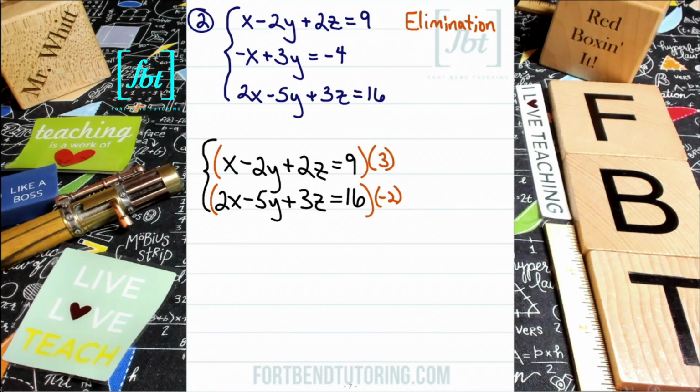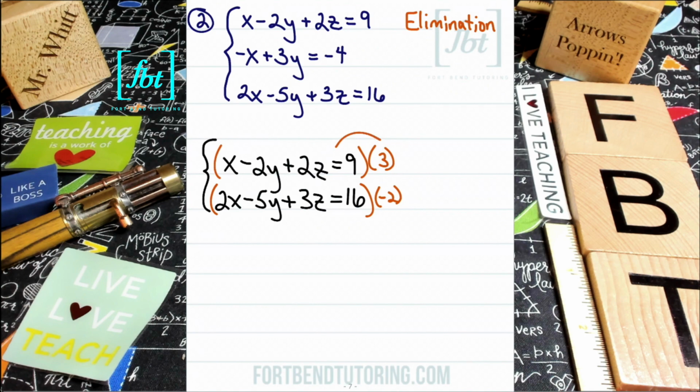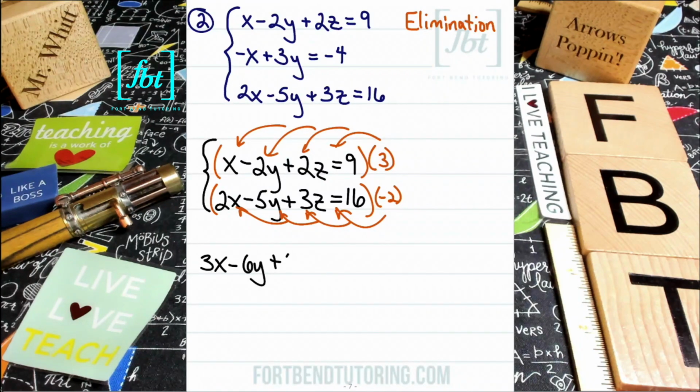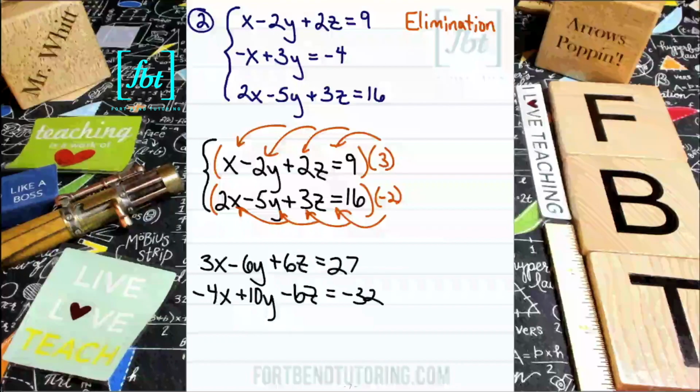All right. From here, we'll be distributing. So I'll be getting my arrows popping as I distribute that 3 to each and every term in the first equation, and then coming back and distributing that -2 to each and every term in the second equation in my new system here. Distributing, you'll end up with 3x minus 6y plus 6z equals 27. In the second equation, you'll have -4x plus 10y minus 6z equals -32. And now we can eliminate the 6z's in our problem here.